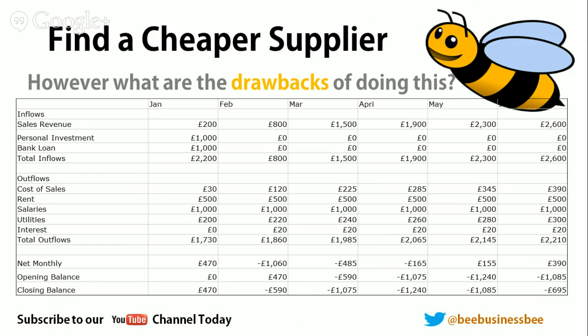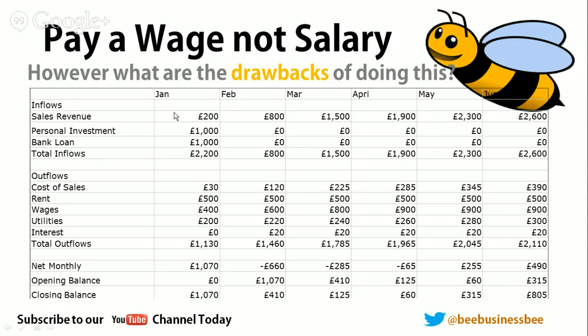Now, one of the other options you could do is, if you notice this business at the moment, we're paying a salary. Now, remember, salaries are fixed costs. So we're paying the same amount all the time. But with it being a new business, maybe we want to start paying a wage to start with. So when we're working less hours to start with, we're not paying as much out. So let's look how that works. If we then change our salary to a wage, as you can see there, look how it affects us now.